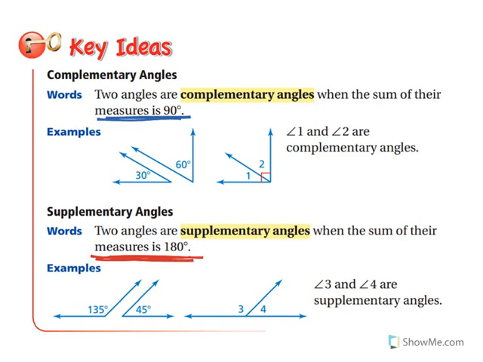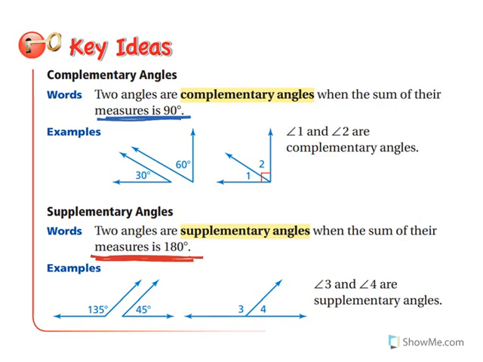And again, for examples of supplementary angles, two angles don't have to be touching, although they can be. So we see one example: if we have an angle that's 135 and the other angle is 45, if you add them together, you get 180. Therefore, those are supplementary angles. Now, angles 3 and 4 are two angles that combine to make a straight angle. And a straight angle is 180. Therefore, 3 and 4 are also supplementary angles.